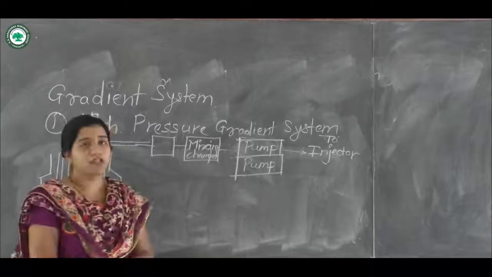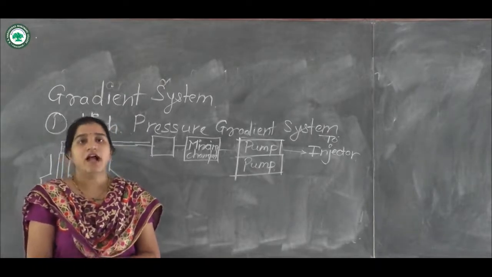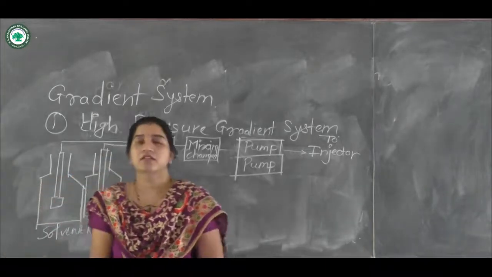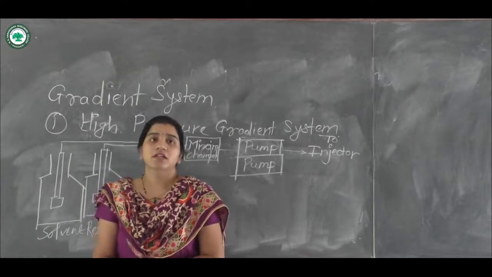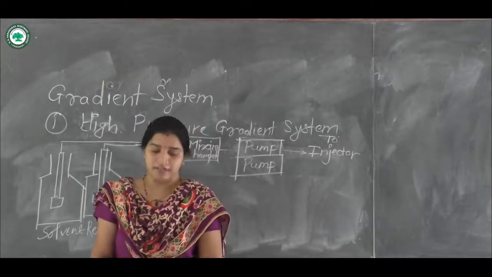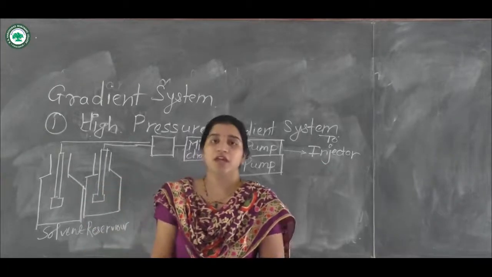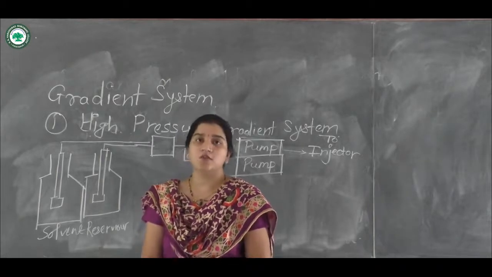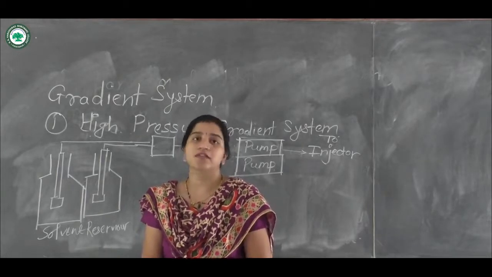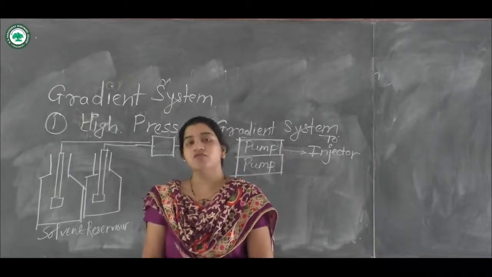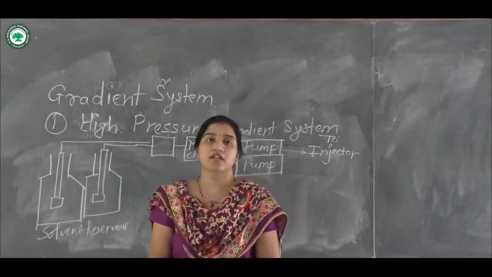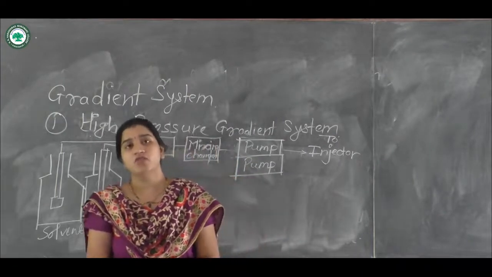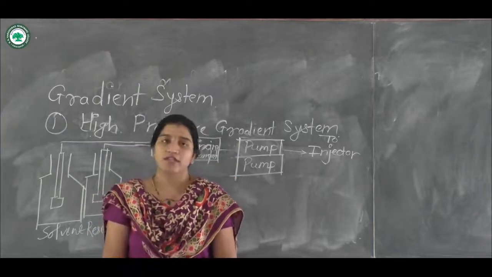So this is about the low pressure gradient as well as the high pressure gradient system in HPLC. After this, the next point that we are going to study is the capillary tubing and the fittings. As far as this lecture is concerned, we have discussed the choice of a solvent and how you will prepare the solvent to use as a mobile phase in HPLC. And at the end we discussed the low pressure gradient system and the high pressure gradient system. In the next lecture we will discuss the capillary tubing as well as fittings. Thank you.